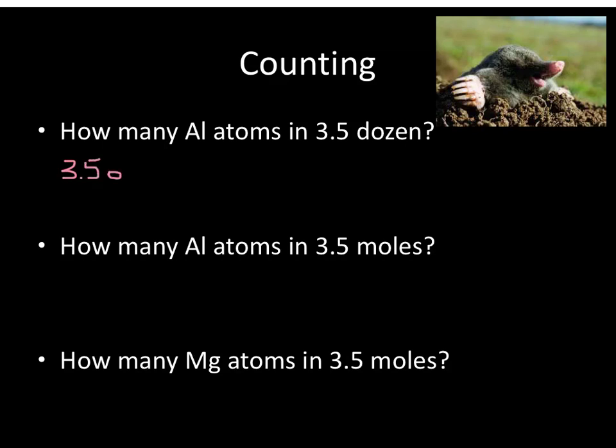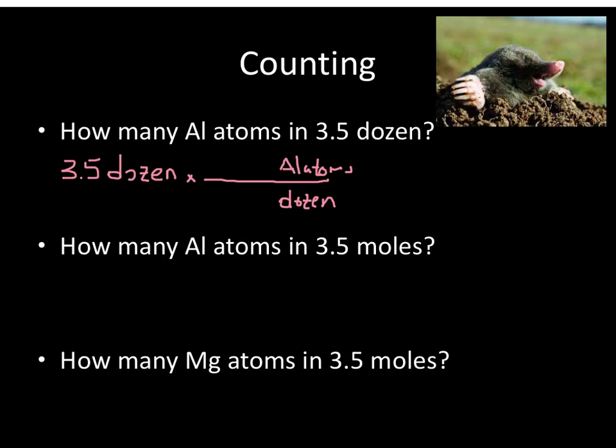Since 3.5 dozen is not a conversion factor, we're going to start with that. So 3.5 dozen. Going to do an X line, not thinking about it, closing one eye. What unit's going to go on the bottom? Yeah, a dozen. Why is dozen going on the bottom? Because it's on top. So dozen goes on the bottom. And what can we convert dozens into? Well, how about aluminum atoms?